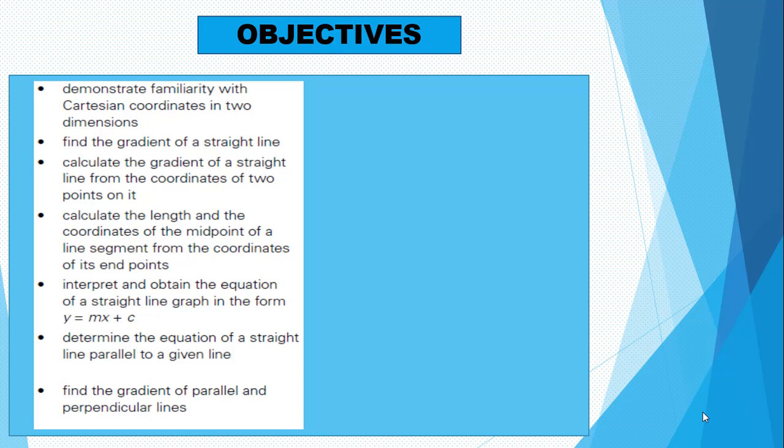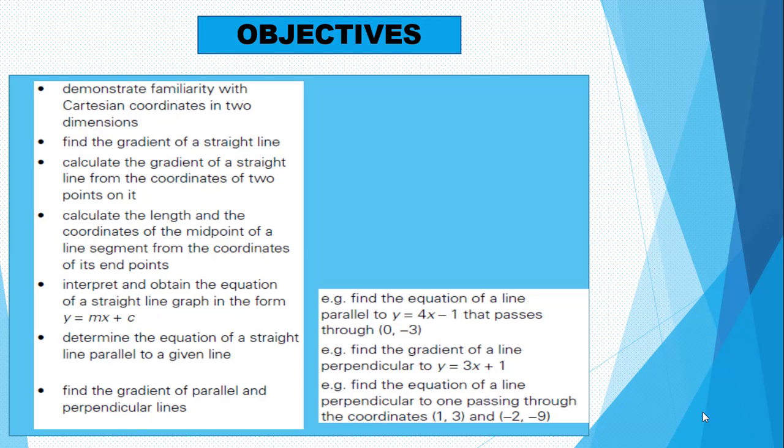end points. Number 5, students, you have to interpret and obtain the equation of a straight line graph in the form of y equals mx plus c. Number 6, determine the equation of a straight line parallel to the given line. And the last one, find the gradient of parallel and perpendicular lines of this form. Find the equation of the line parallel to the equation y is equal to 4x minus 1 that passes through 0, minus 3, and so on and so forth.